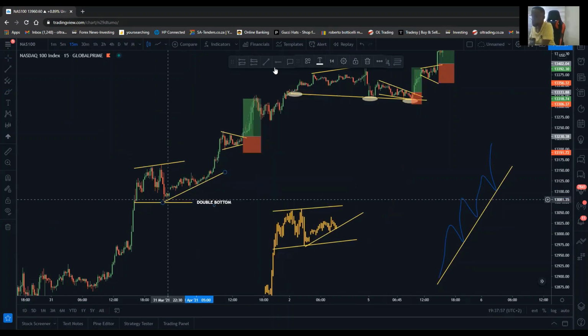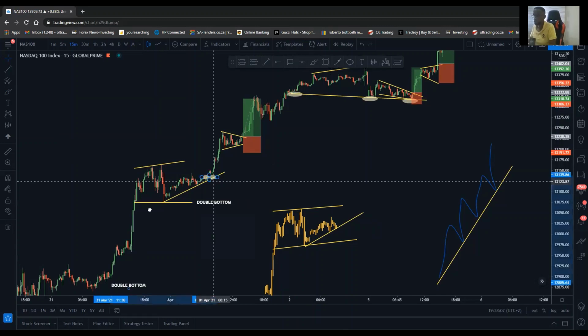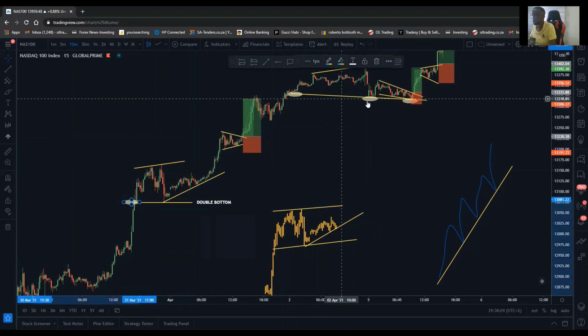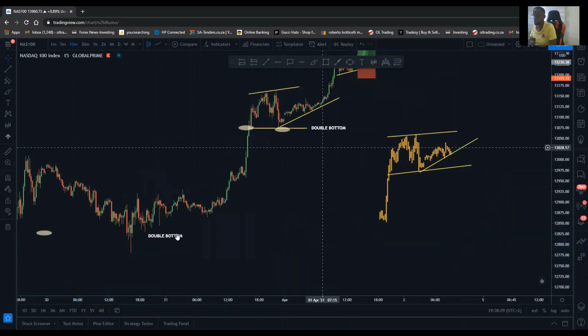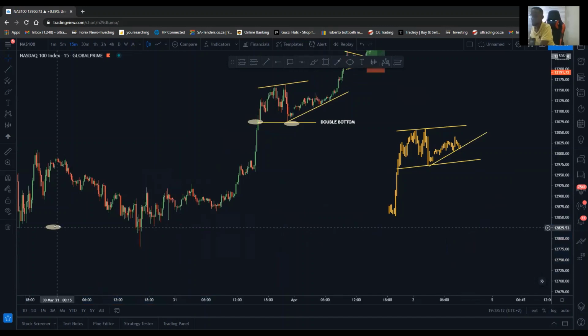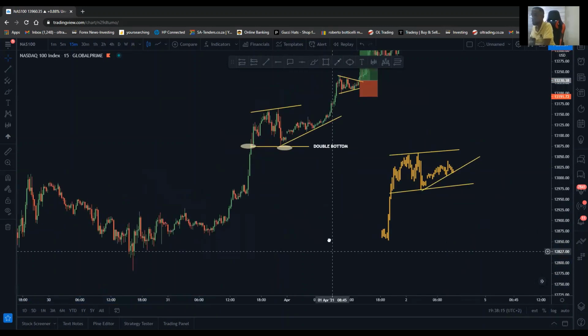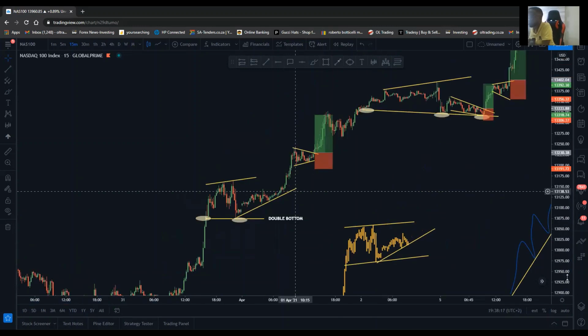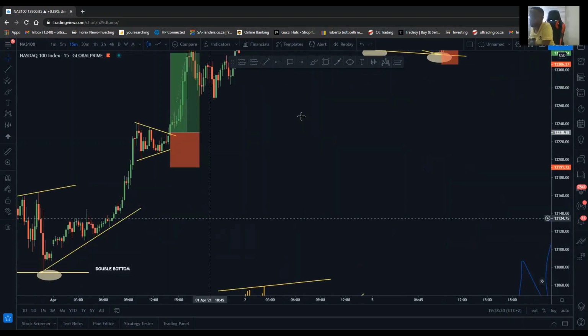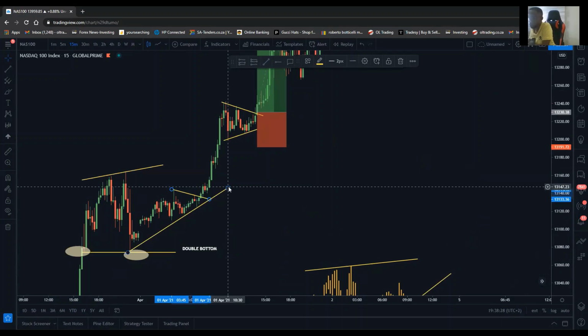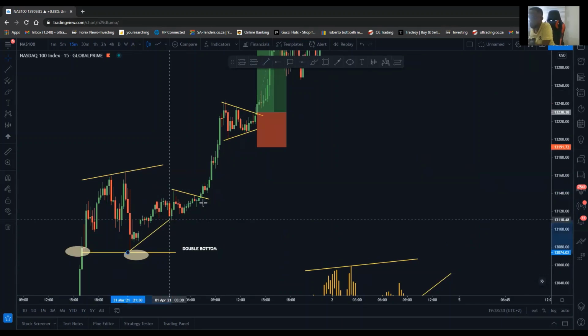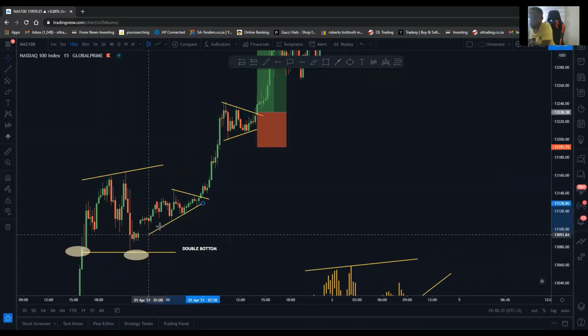You understand? We are having 2 points here. Having 2 points. One. Second one will be this one. Then you know that you can take this at the break of this. Can use this as a form of a pennant.